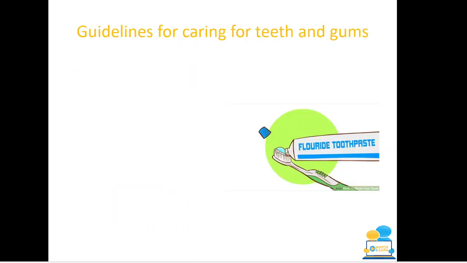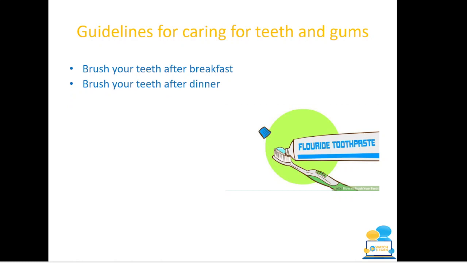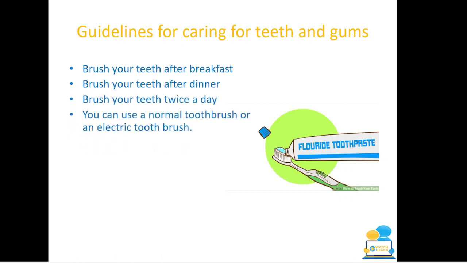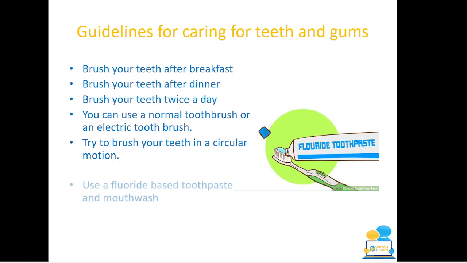So guidelines are tips for caring for healthy teeth and gums, okay? Brush your teeth after breakfast, not before. Brush your teeth after dinner. Brush your teeth at least twice a day. You can use a normal toothbrush or an electric toothbrush. Now dentists do recommend electric toothbrushes because it swirls around and gets in places where a normal toothbrush doesn't. Try to brush your teeth in a circular motion because that's what the electric toothbrushes do.